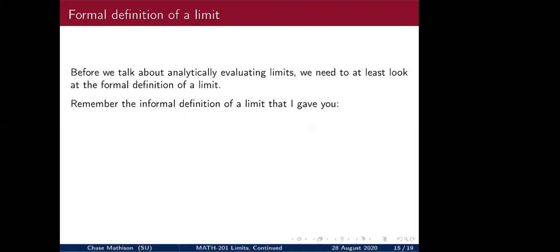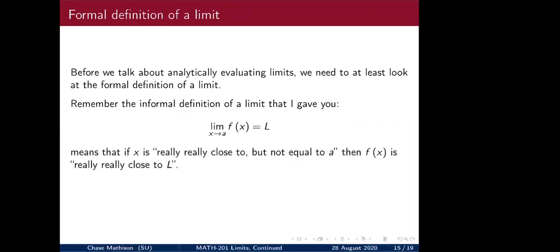So remember that I gave you an informal definition that said that the limit as x approaches a of f of x is equal to L. That means that if I make x really, really close to, but not equal to a, then f of x has to be really, really close to L. Okay. And we saw examples where f of x could just equal L the whole time, right? Constant functions. So that's why I don't have f of x is really, really close to, but not equal to L, because that would actually throw out some examples where it would make sense to say the limit exists.